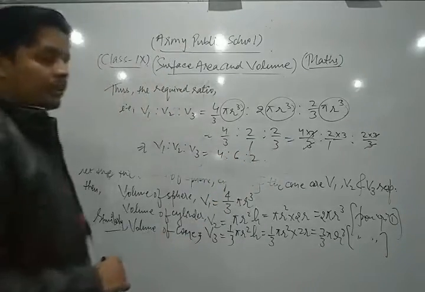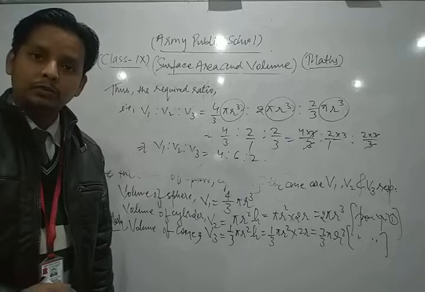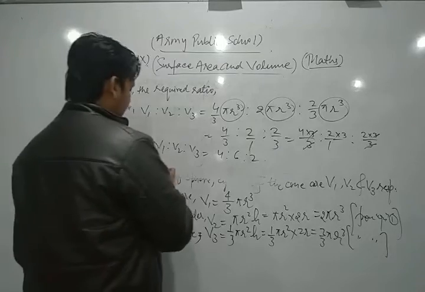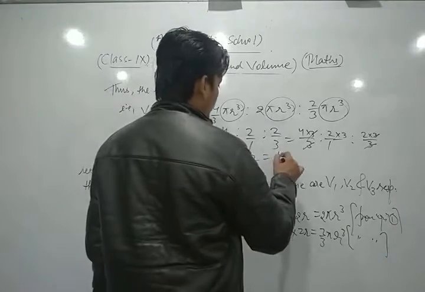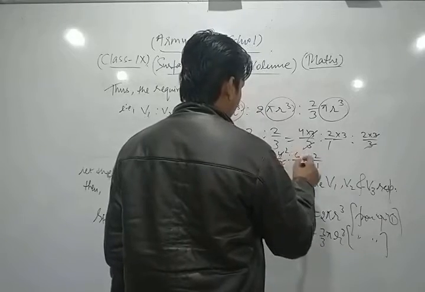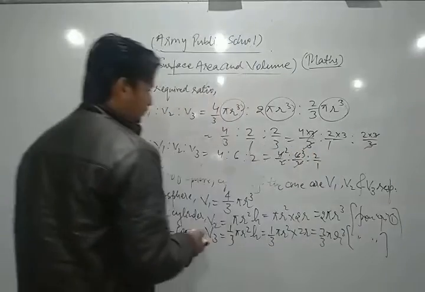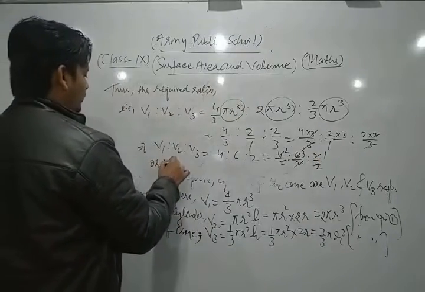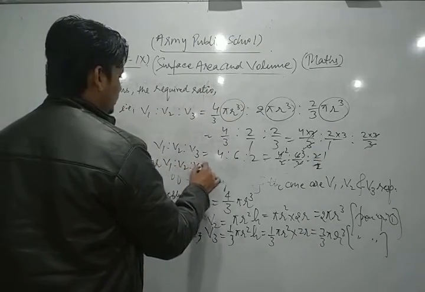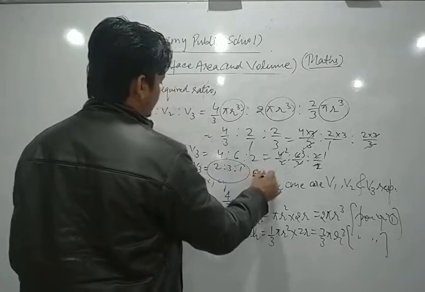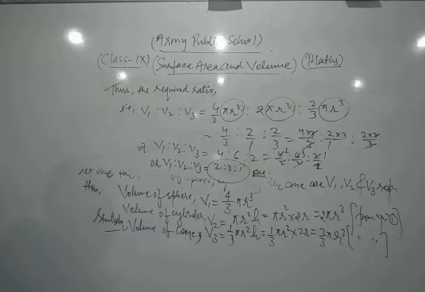Now again we divide by 2 in all the terms, so we get what? 2 2s are 4, 2 3s are 6, 2 1s are 2. So V1 ratio V2 ratio V3 is equal to 2 ratio 3 ratio 1. This is the required solution of the given question.